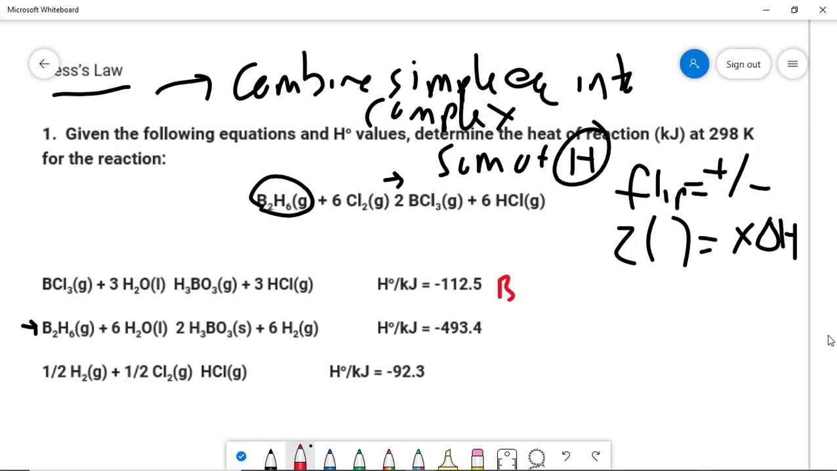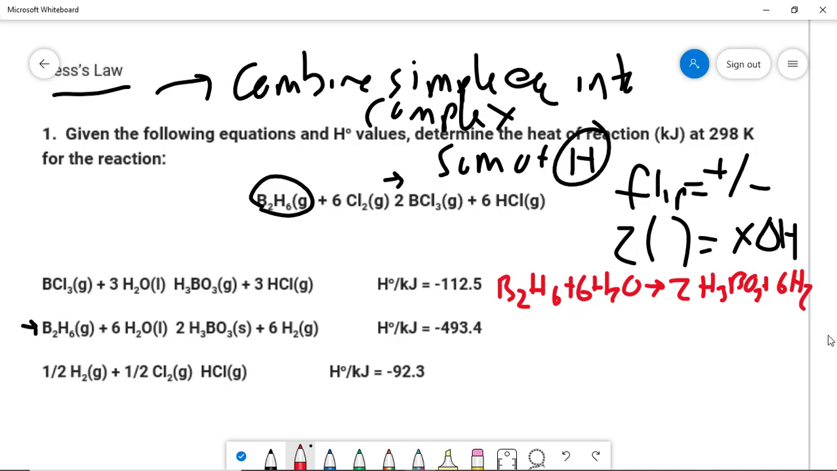So yeah, B2H6 plus 6H2O yields 2H3BO3 and 6H2. Okay. So we're going to go ahead and leave that one as is. Now let's take a look at something else.